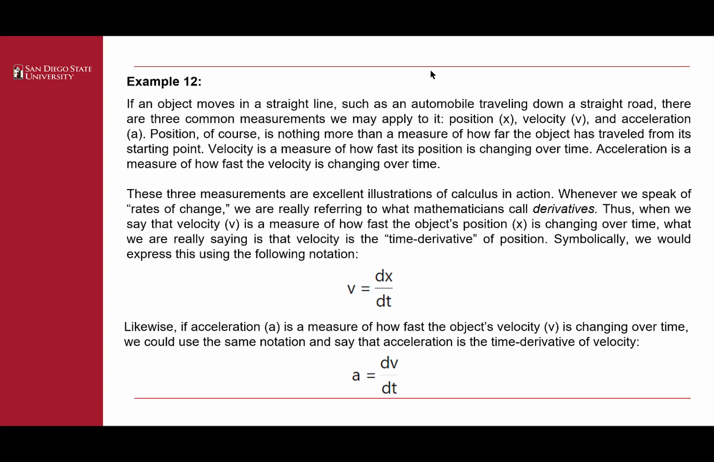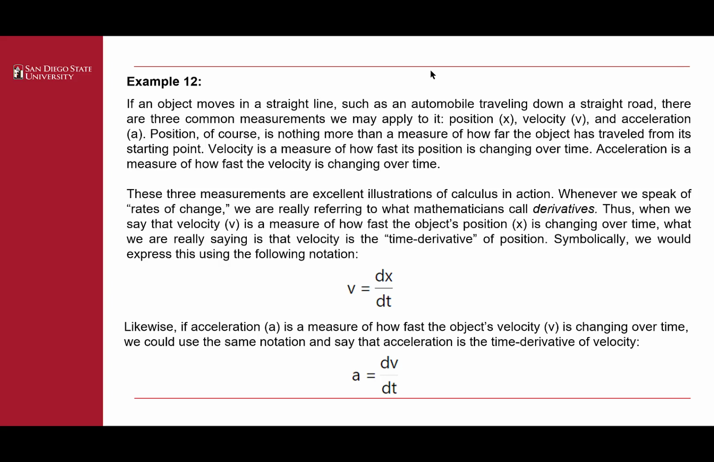These three measurements are excellent illustrations of calculus in action. Whenever we speak of rates of change, we are really referring to what mathematicians call derivatives. Thus, when we say that velocity v is a measure of how fast the object's position x is changing over time, what we are really saying is that velocity is a time derivative of position. Symbolically, we would express this using the following notation: v = dx/dt.